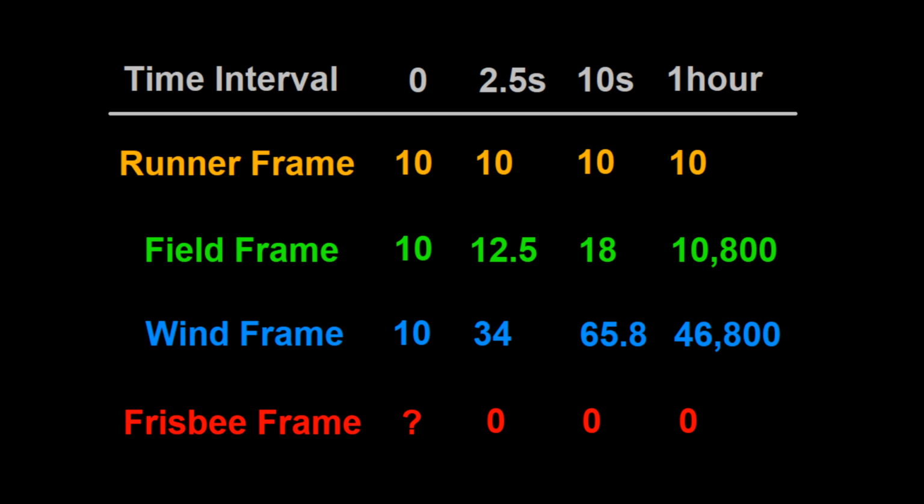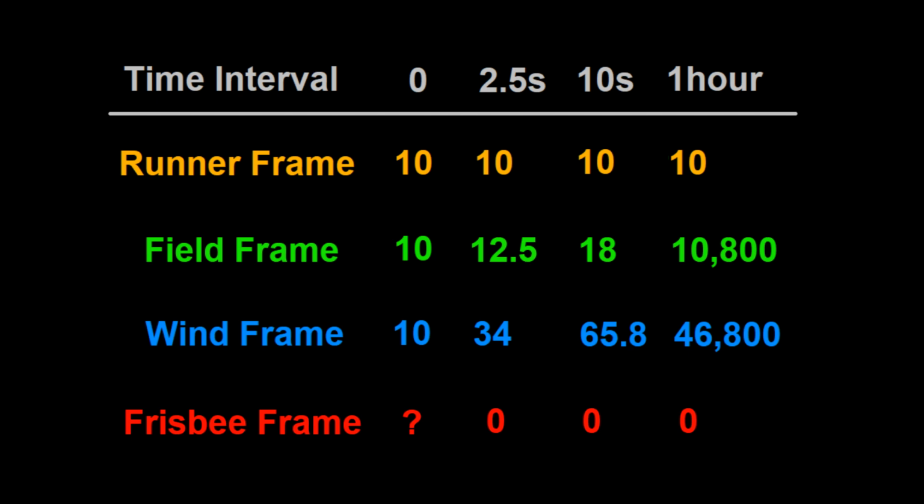Just as the velocity of the frisbee is relative, so is the total distance that it travels in those 2.5 seconds. There is no principled way to choose one frame-dependent displacement over the alternatives. Every frame-dependent displacement is equally valid, and every frame-dependent displacement is equally invalid at the same time.